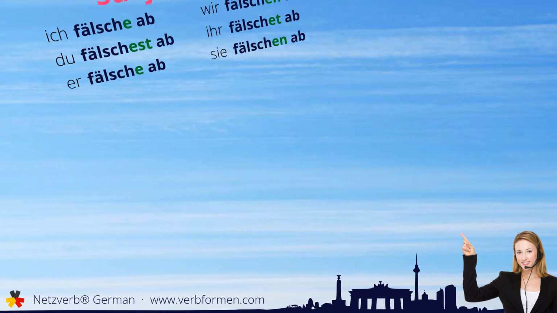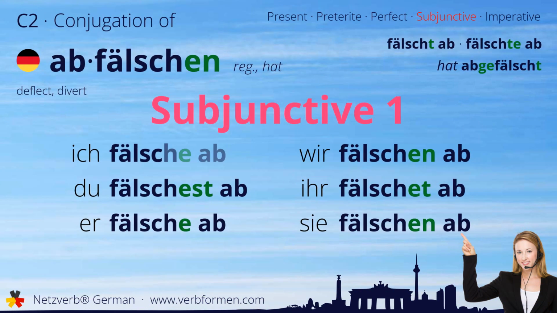Next up is the subjunctive one. Ich fälsche ab. Du fälschest ab. Er fälsche ab. Wir fälschen ab. Ihr fälschet ab. Sie fälschen ab.